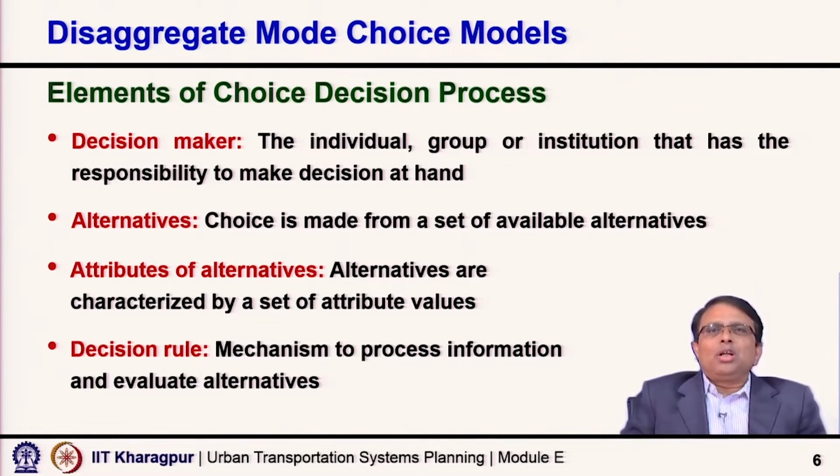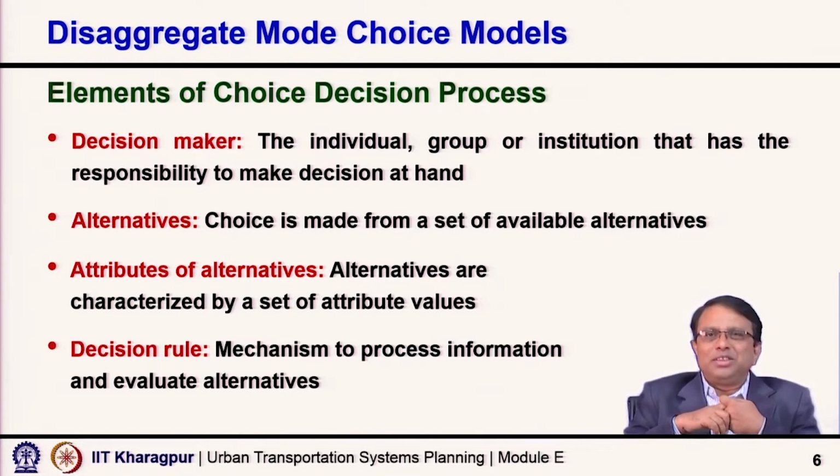Second, what are the alternatives? Decision making arises because there are alternatives. So, choice is being made from a set of available alternatives. Maybe I want to travel from point A to point B and I have options to travel by car or by bus or take an underground metro and travel. So, what are the alternatives available?